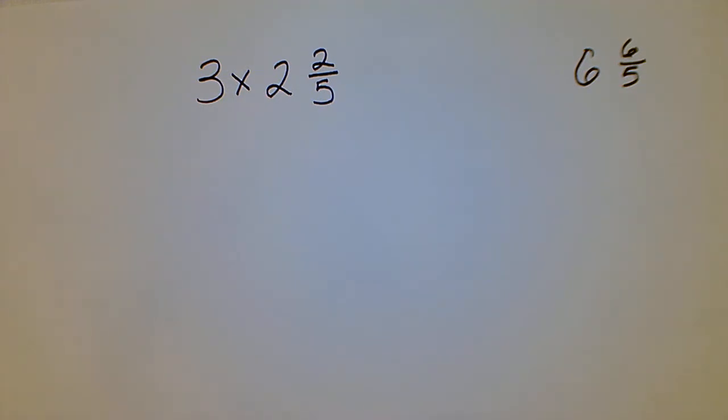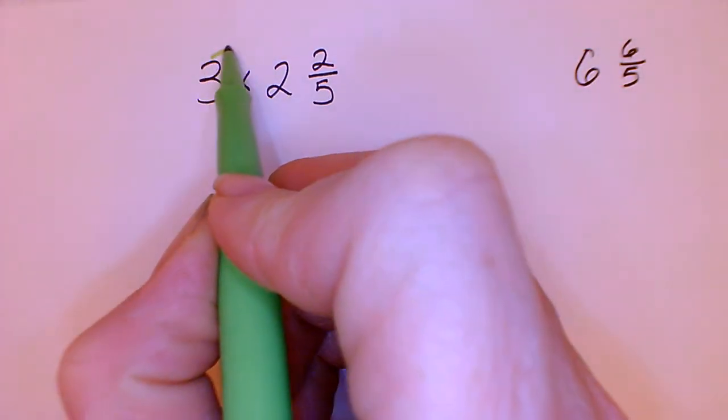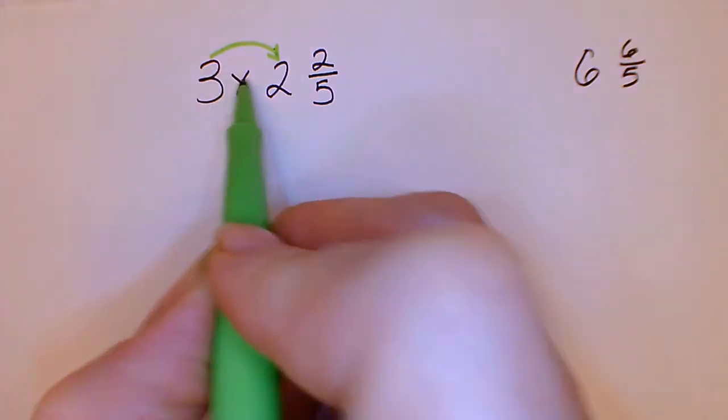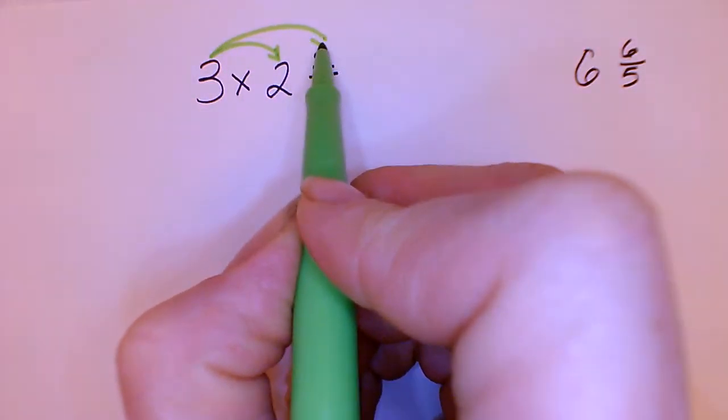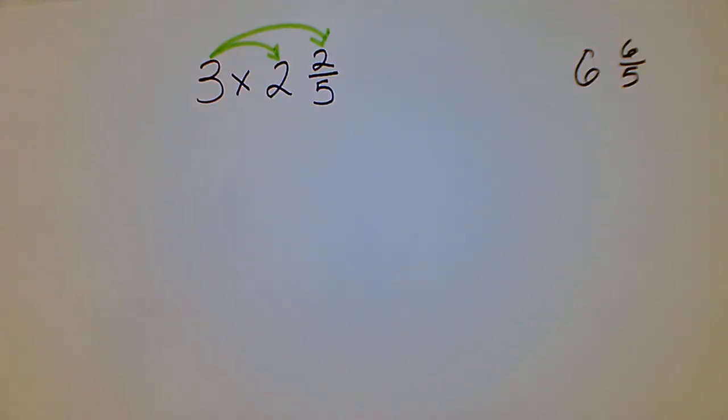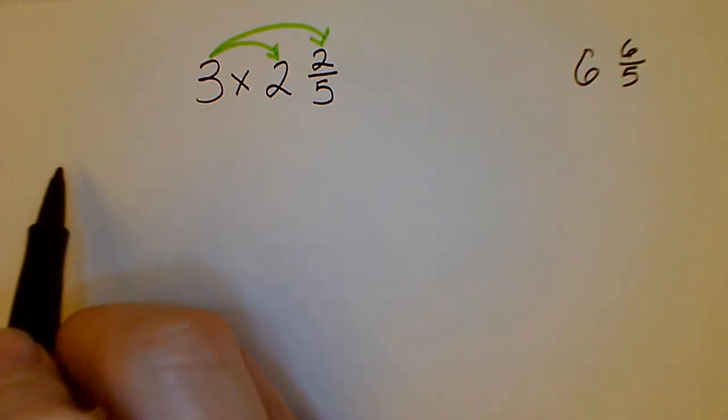But if you're not, again, what we can do is distribute this. I'm not going to draw the whole thing out again this time. If you need that modeled for you again, you can rewind and take a look at how I drew it. But we're going to jump ahead and say we're doing 3 times 2 and 3 times 2/5. You know what? Maybe it would be helpful for us to model it. So let's show this. We'll do it both ways.